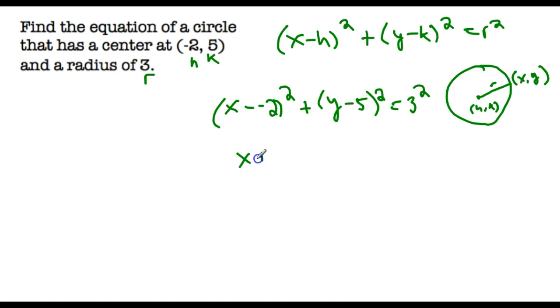X minus a -2 becomes x plus 2, and this is quantity squared, plus y minus 5 squared stays the same, and then square your radius, you get 9. Another common mistake I saw was some of you forgot to put the square up there. Don't forget that, that's important. You get the question wrong otherwise.